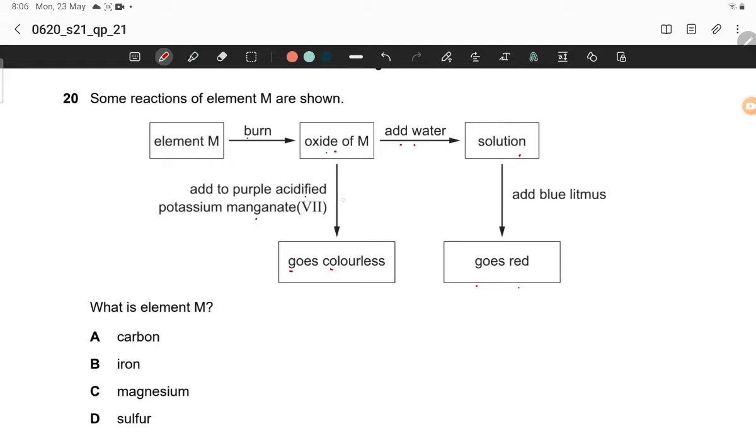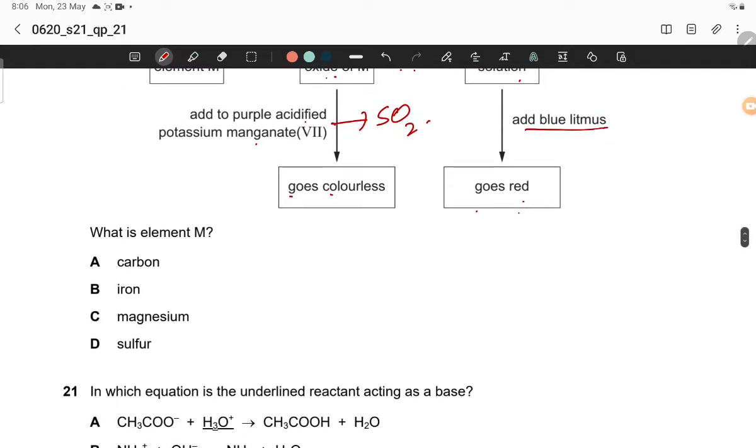It means this is sulfur dioxide which turns the solution colorless. Element M is sulfur, burns to form sulfur dioxide, plus water to form sulfurous acid. This must be so, and the acid turns blue litmus paper red. So this must be sulfur.